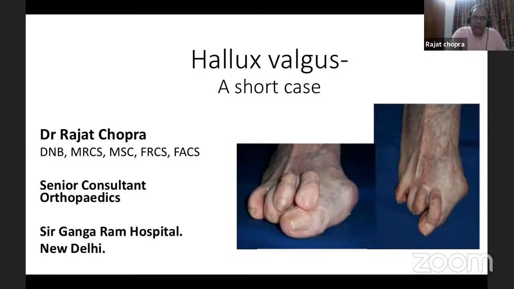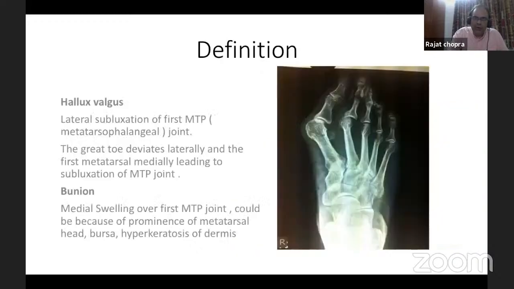So you have to be really sleek in a hallux valgus case, so that you can score more points. First of all, what is hallux valgus? It's not a bunion. There is a difference between hallux valgus and a bunion. A bunion is just a swelling over the medial side of the MTP joint, which can be because of anything: bursa, dermatitis, keratosis. But hallux valgus is the deviation of the great toe.